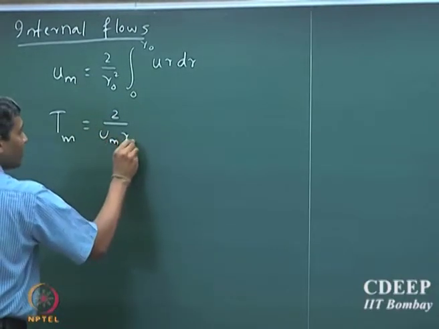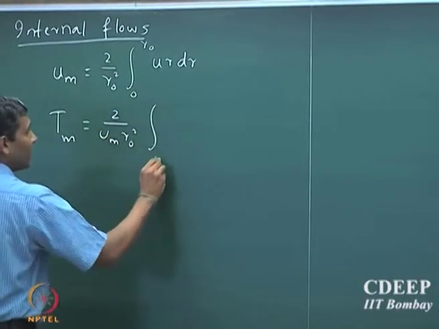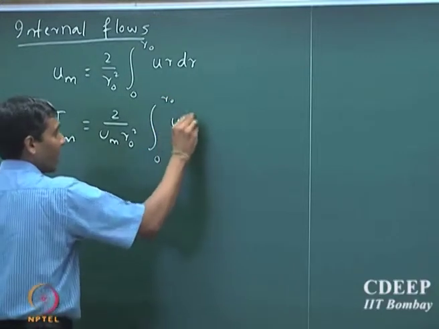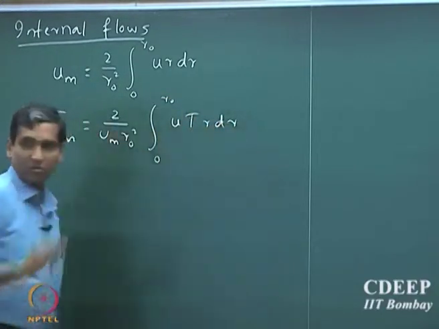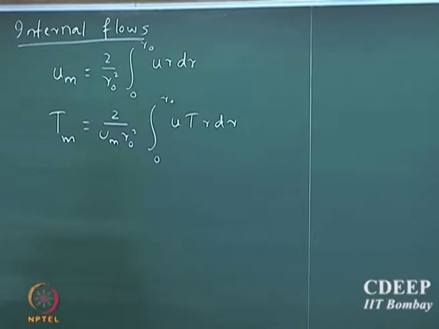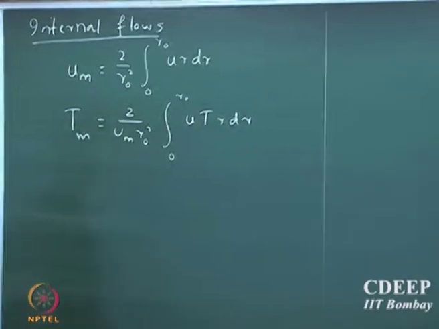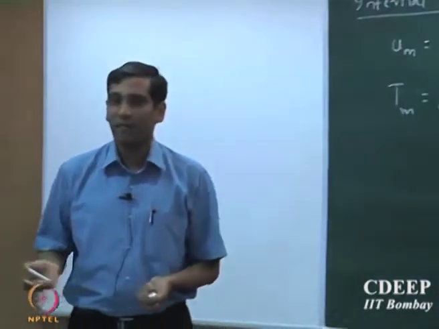2 by r naught square integral 0 to r naught u times T times r dr. Okay. So that is the cup mixing temperature or the cross sectional average temperature, and that is the cup mixing or the cross sectional average velocity.